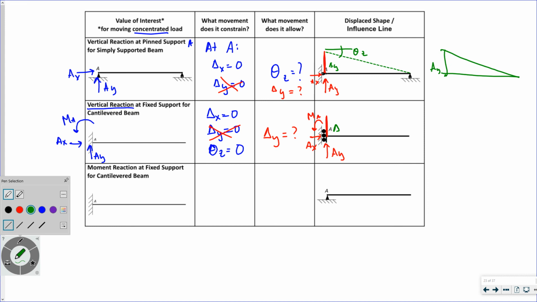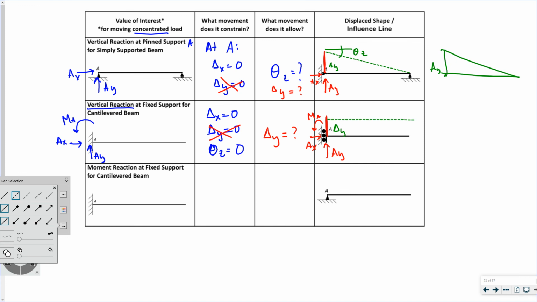Shifts up some displacement delta Y. But it can't go side to side, and it can't rotate, so it's still that straight line. So my delta X is still 0, my theta Z is still 0, but my deflection in the Y direction isn't 0.